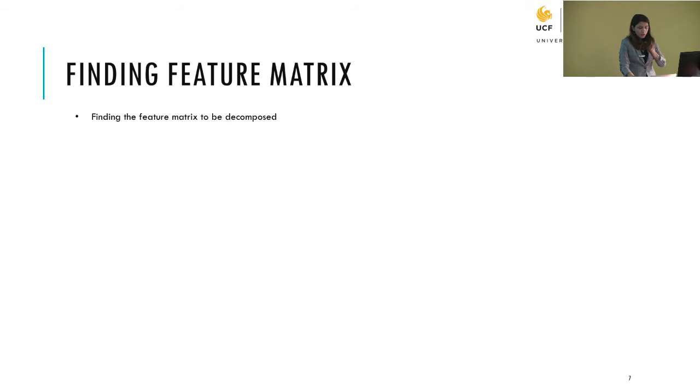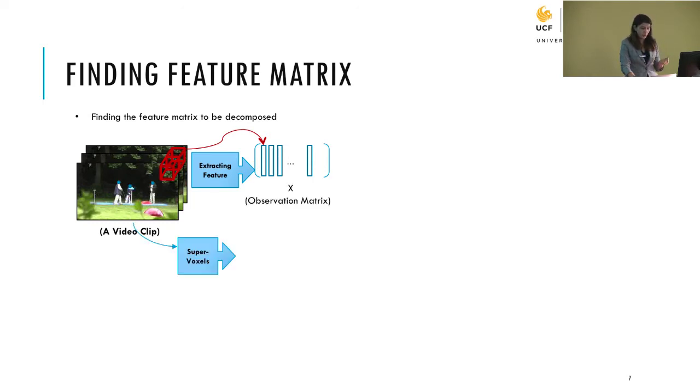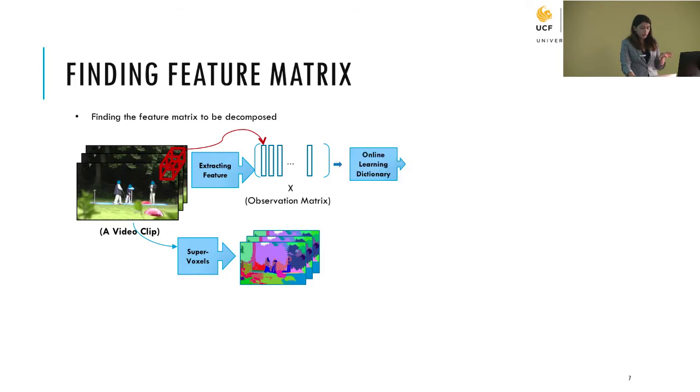First, for decomposition, we need a feature matrix that we can later decompose into the low-rank and sparse parts. So we start with the video clip, then we extract the cuboids, so we can use spatial temporal information. We build a matrix, which we call the observation matrix, that has low-level features like intensity from the cuboids. Simultaneously, we segment the video into supervoxels. When we have this observation matrix, we can find the bases. We use an online learning dictionary, and we can find the groups of those cuboids using these supervoxels.